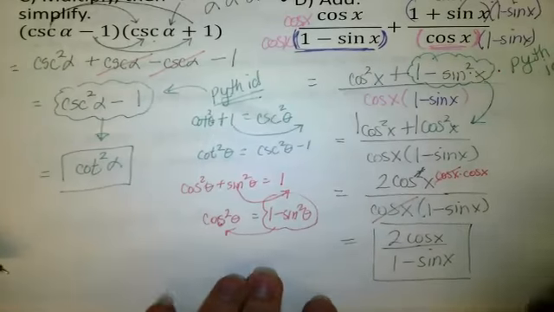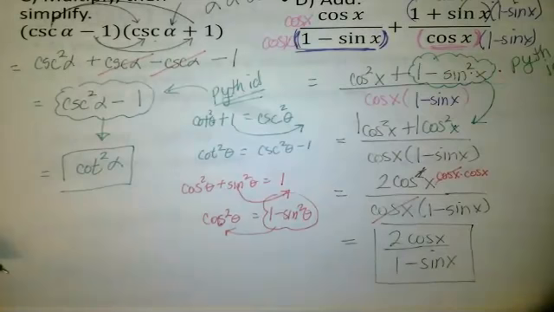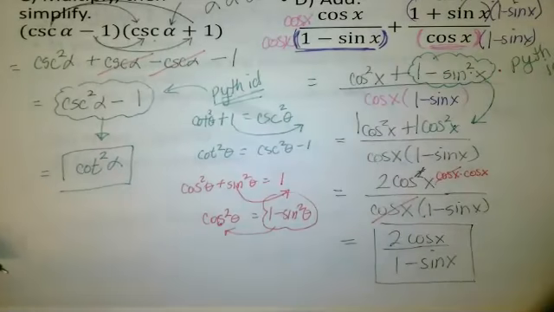Okay? I do all sorts of words like this. And so do my students. That's a student word. It means that we're trading something. Thinking Pythagorean identity, and replacing it.